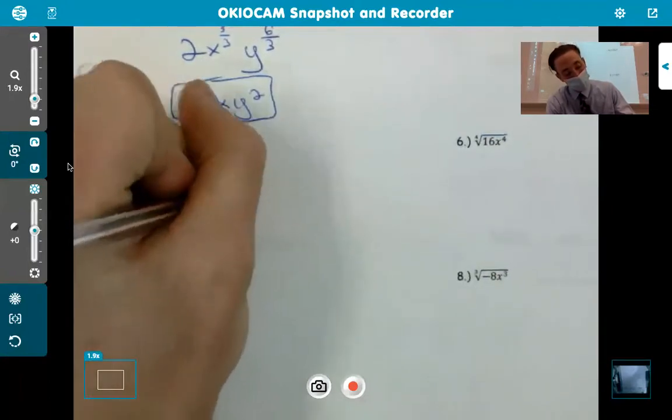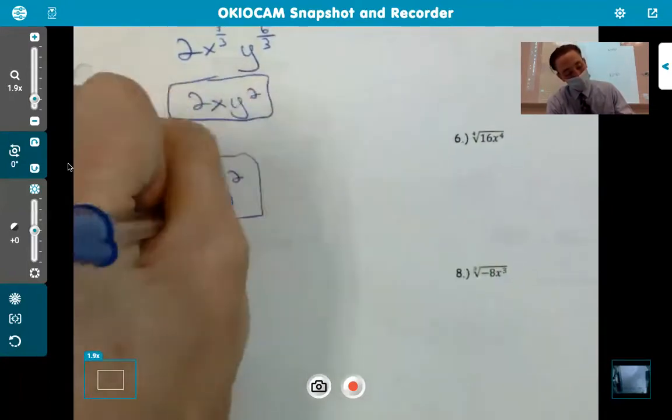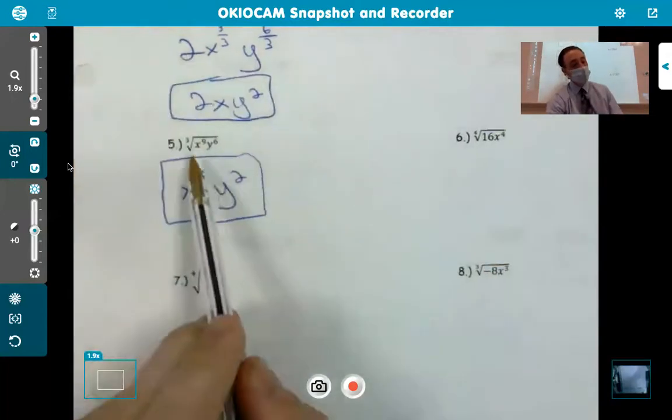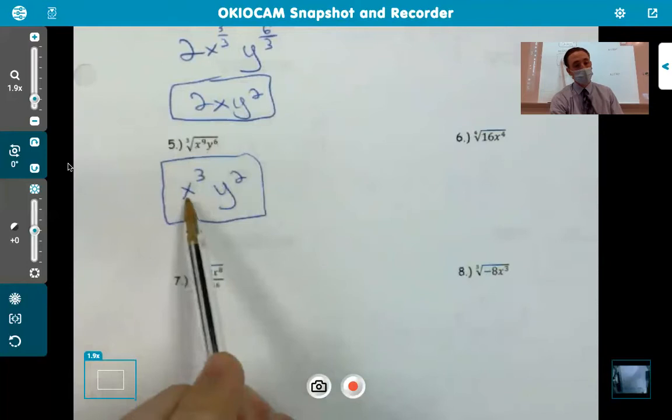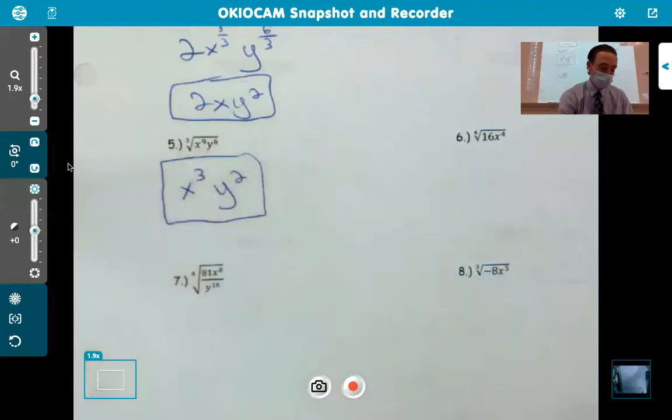X cubed y squared. Good. Right? X to the 9 divided by 3, y to the 6 divided by 3. Well, that's going to give me x cubed y squared. Any questions about number 5?